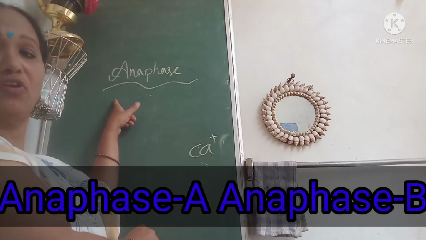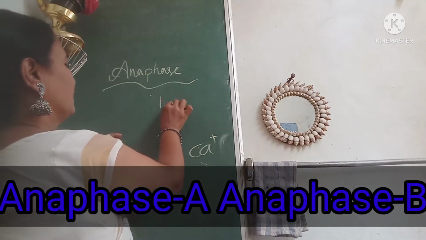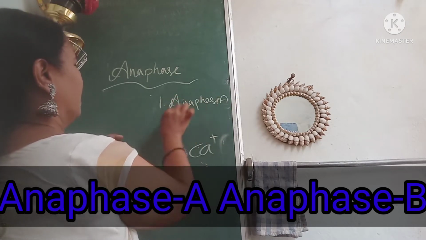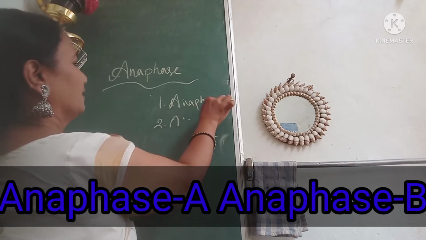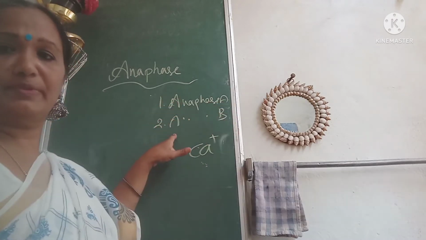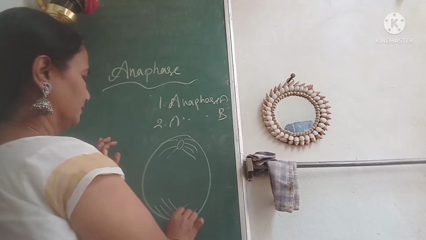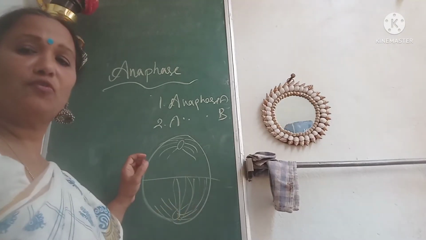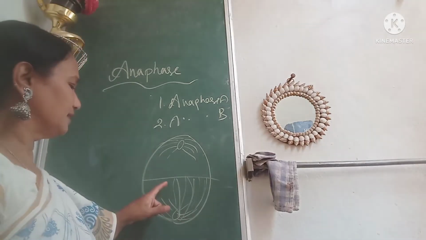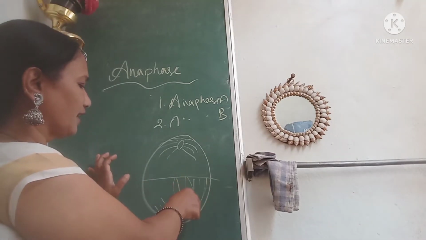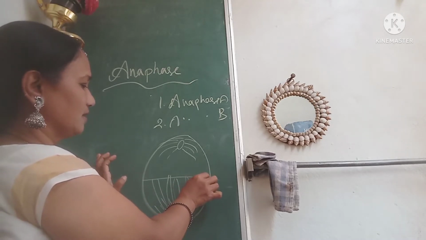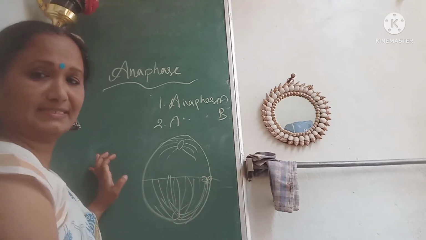Anaphase involves the following two steps: one is anaphase A, another one is anaphase B. During anaphase A, there is a poleward movement of the chromatids due to shortening of the kinetochore spindle. Kinetochore spindle means the spindle fibers which are attached to the kinetochore.